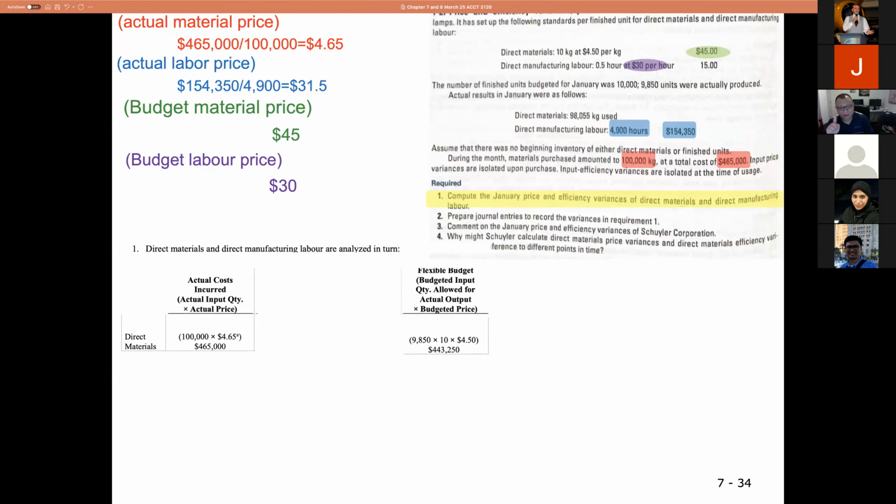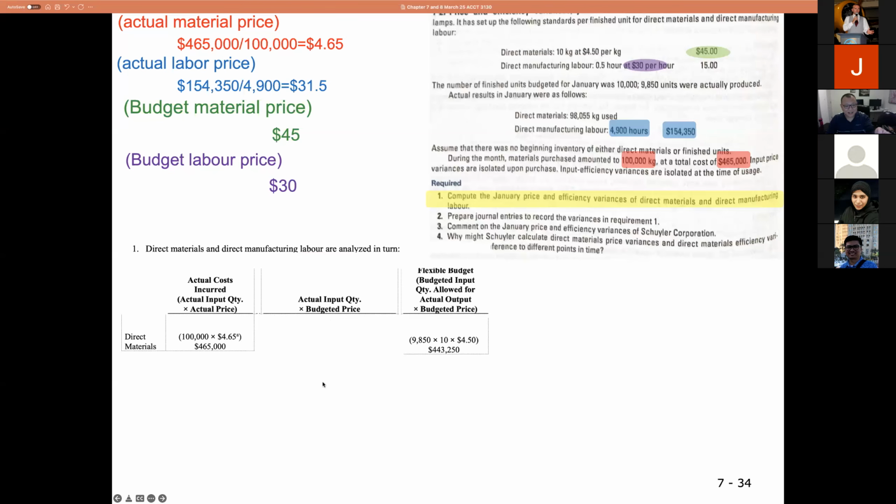4.5. Okay, very good. And now I want you to think about the usage, right? What is the amount of the production? The usage of the materials. 98,055 kg used. That's written, that's provided, right? In the middle, direct materials used. And what is the budget rate? 4.5, same. Yeah, very good.